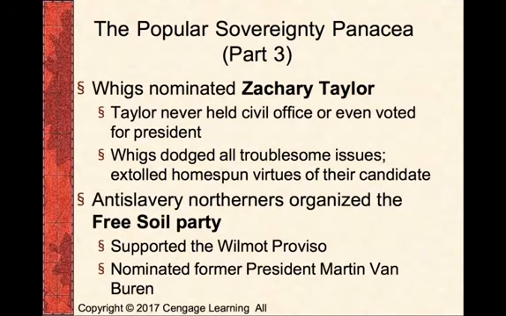The Whigs, on the other hand, nominated General Zachary Taylor, the hero of the Battle of Buena Vista and a Mexican war hero. He was nicknamed Old Rough and Ready by his troops in Mexico. He had never before held a civil office or even voted for president. He was just about as apolitical as you could get.